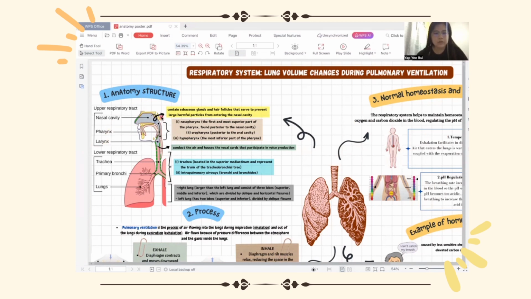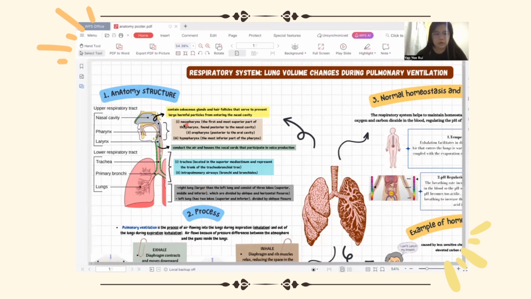The nearest and anterior portion of the nasal cavity contains sebaceous glands and hair follicles that serve to prevent large harmful particles from entering the nasal cavity. Paranasal sinuses are air-filled spaces of several bones that form the walls of the nasal cavity. Paranasal sinuses receive the inhaled air and contribute to air humidifying and warming. They also help in trapping harmful particles, dust, or bacteria.